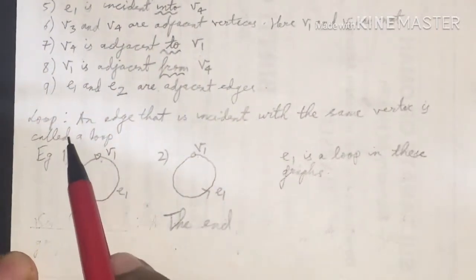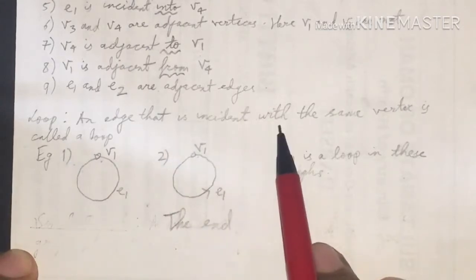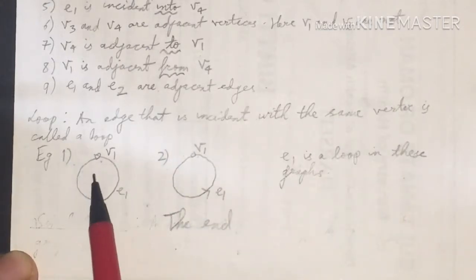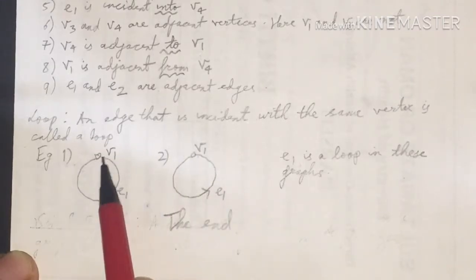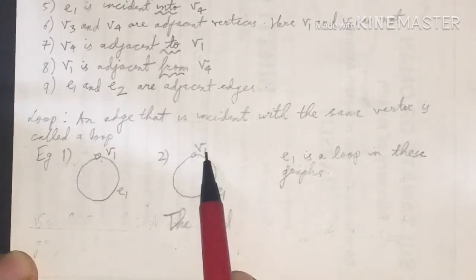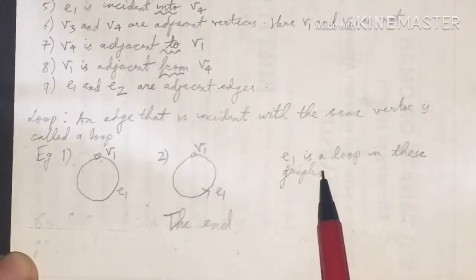A loop. A loop is an edge that is incident with the same vertex. Here, as you can see, the edge E1 connects vertex V1 to itself, same as in this example. E1 is a loop in these graphs.